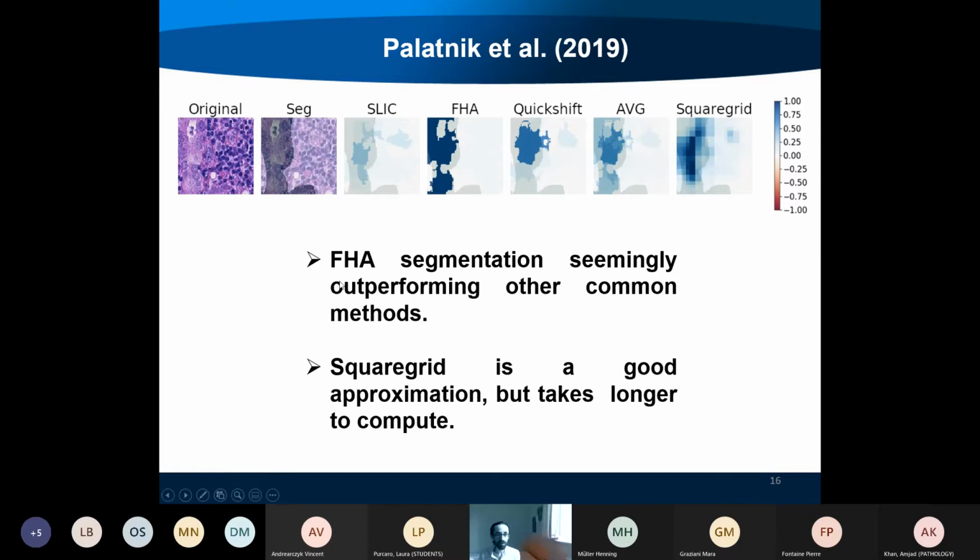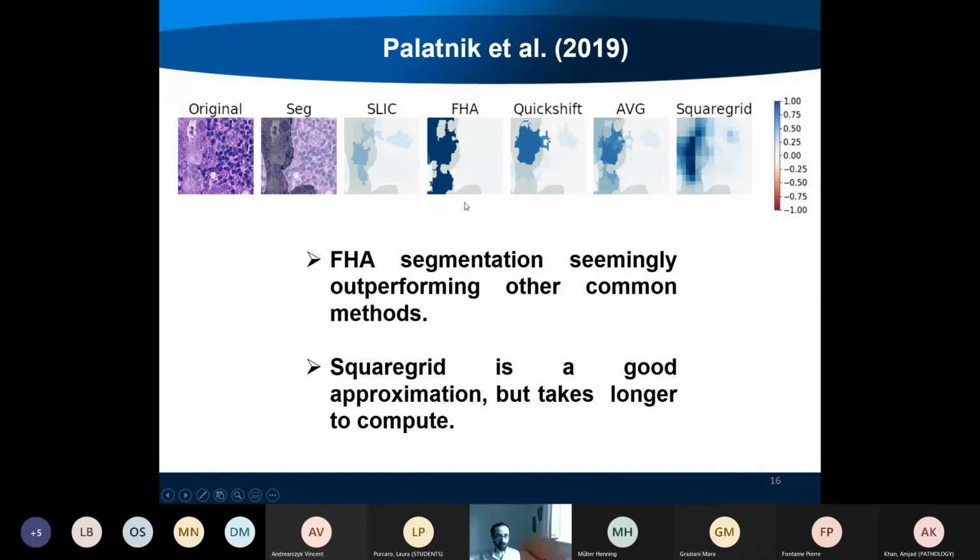In 2019, we decided to use Lime to explain classifications on the PatchCamelyon dataset. We used the 3 different segmentation algorithms that come with Lime to generate superpixels. And we noticed that the FHA algorithm, the Felzenszwalb-Huttenlocher algorithm, was generating the largest superpixels that still kind of coincided with the medical segmentation. The medical segmentation is this kind of green shadow.